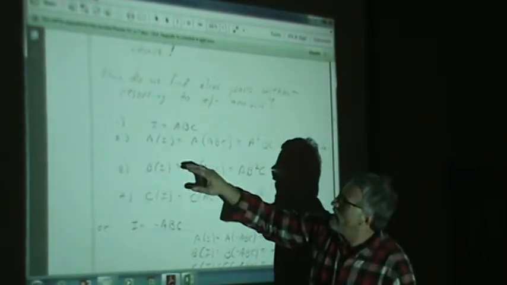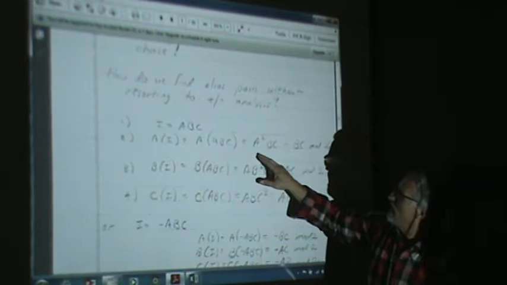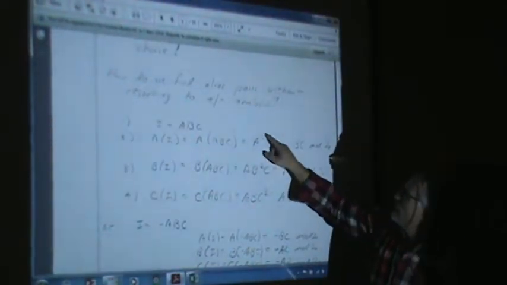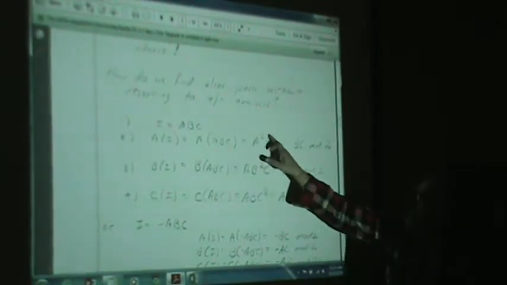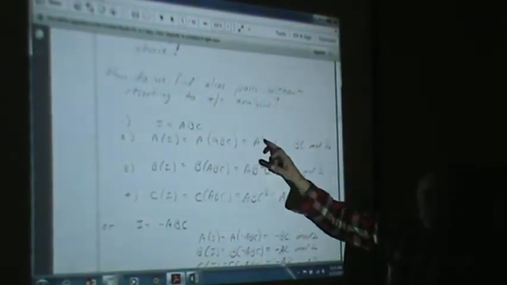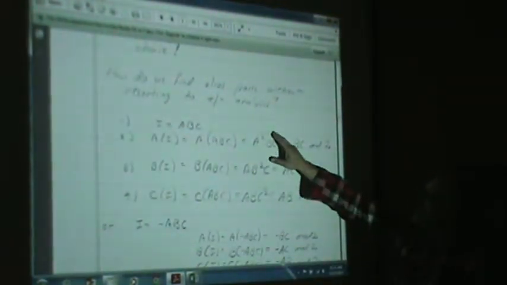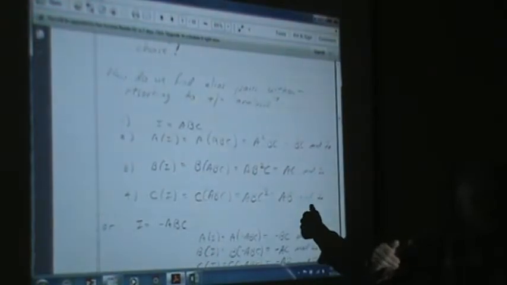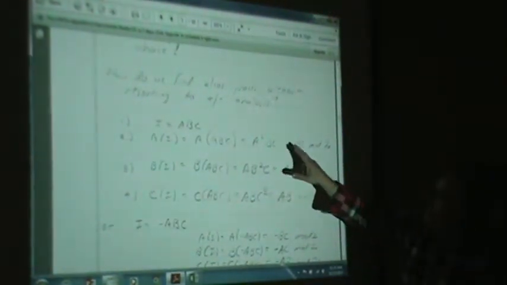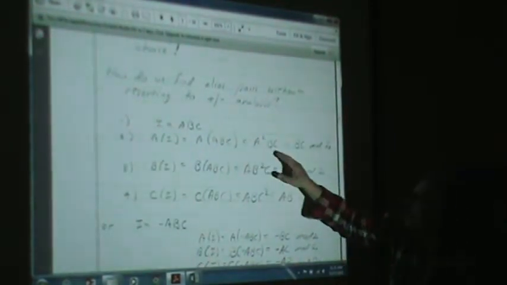So A times I equals A times ABC equals A squared BC. Well, mod 2, remember the mod is the remainder. So if I mod each of these exponents with 2, 2 mod 2, 2 goes into 2 once, there is no remainder. Big 0, so that says A to the 0. B to the first power, 1 divided by 2 is 0 with 1 remainder. 1 divided by 2 is 0 with 1 remainder. So if you mod this with 2, you only have BC left.